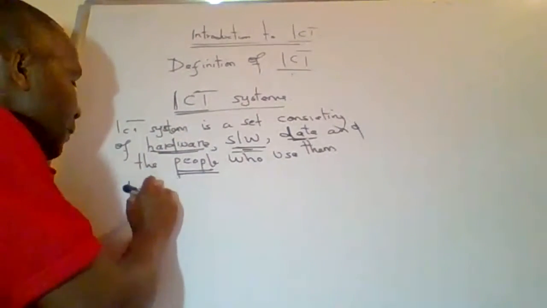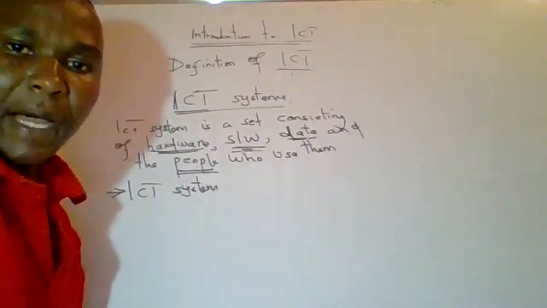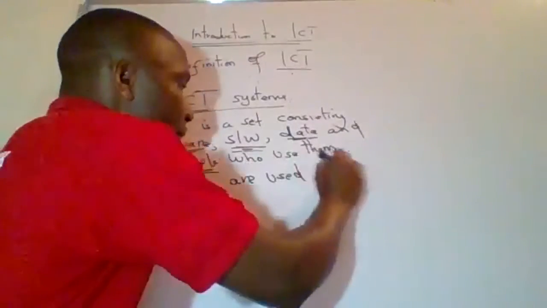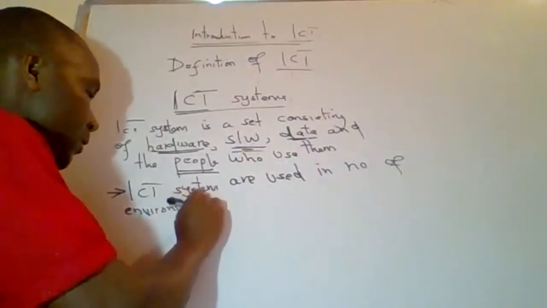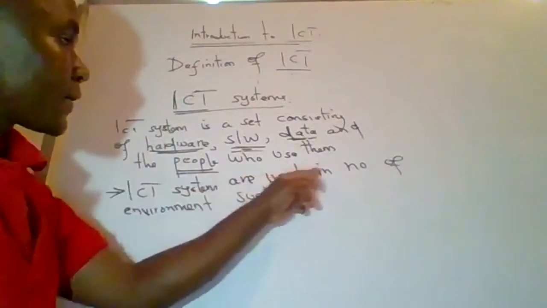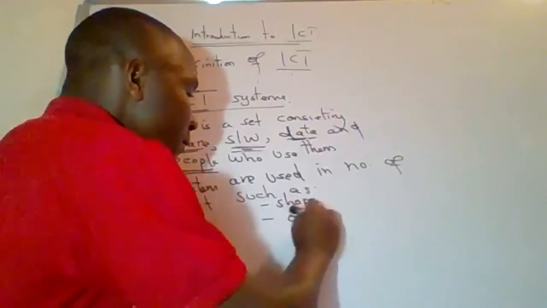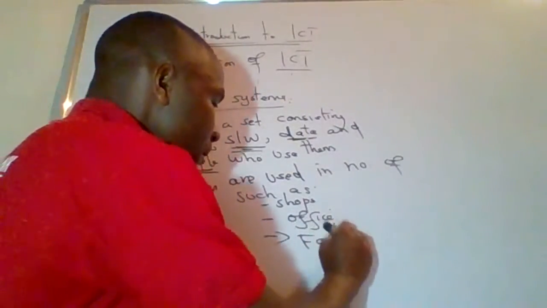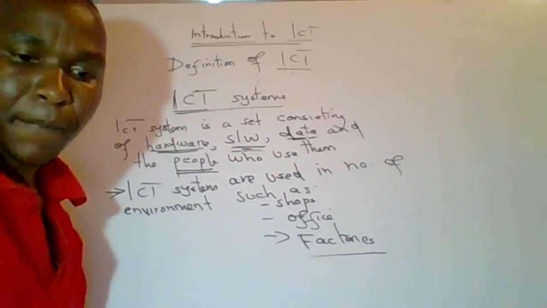So say ICT systems are used in a number of environments such as. So where is ICT used? You say ICT is used in a number of environments such as shops, offices, factories. So these are only examples of where ICT is applicable.